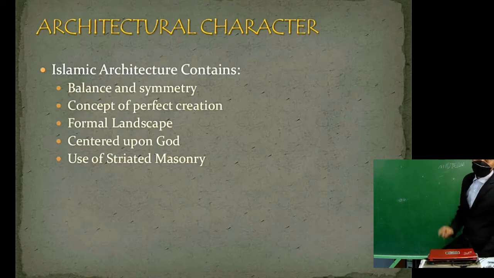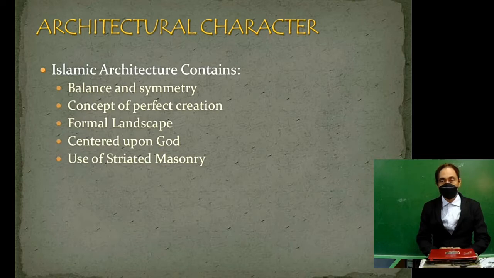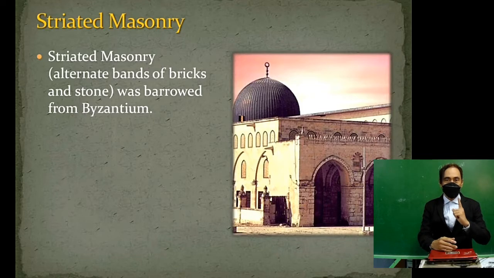The architectural character of Islamic architecture contains balance and symmetry, concept of perfect creation, formal landscape centered upon God, use of striated masonry. Striated masonry, alternate bands of bricks and stone, was borrowed from Byzantine styles in architecture.